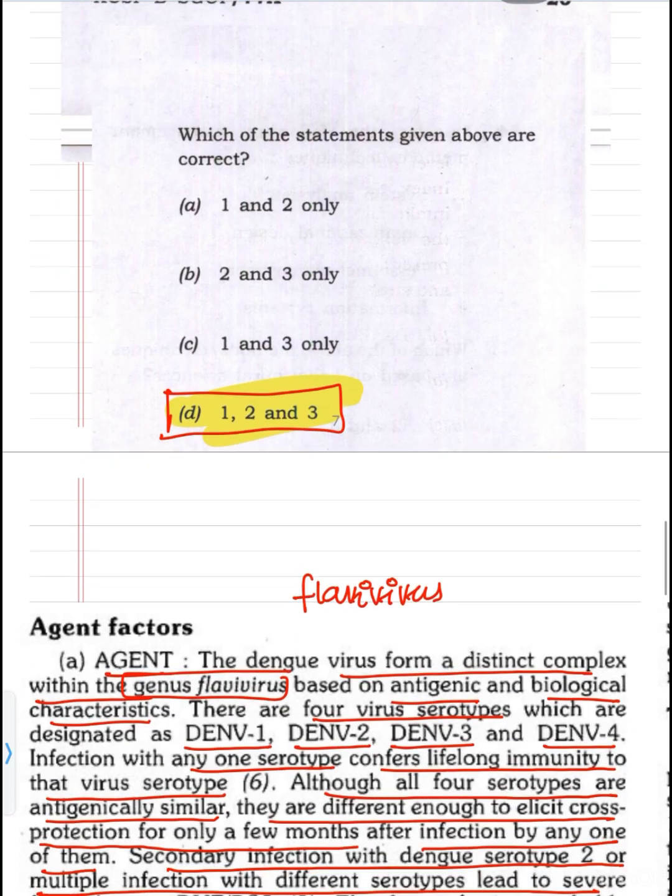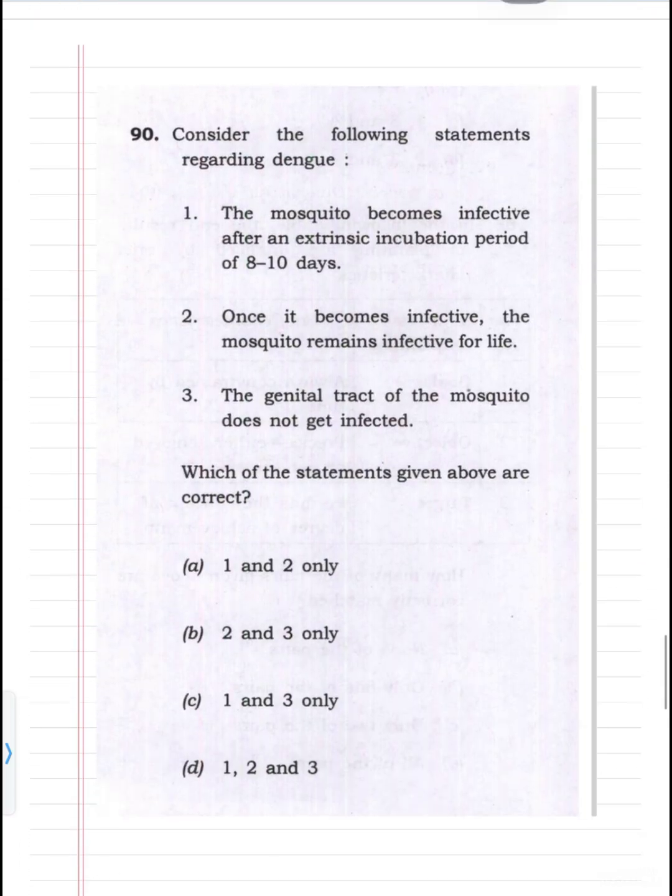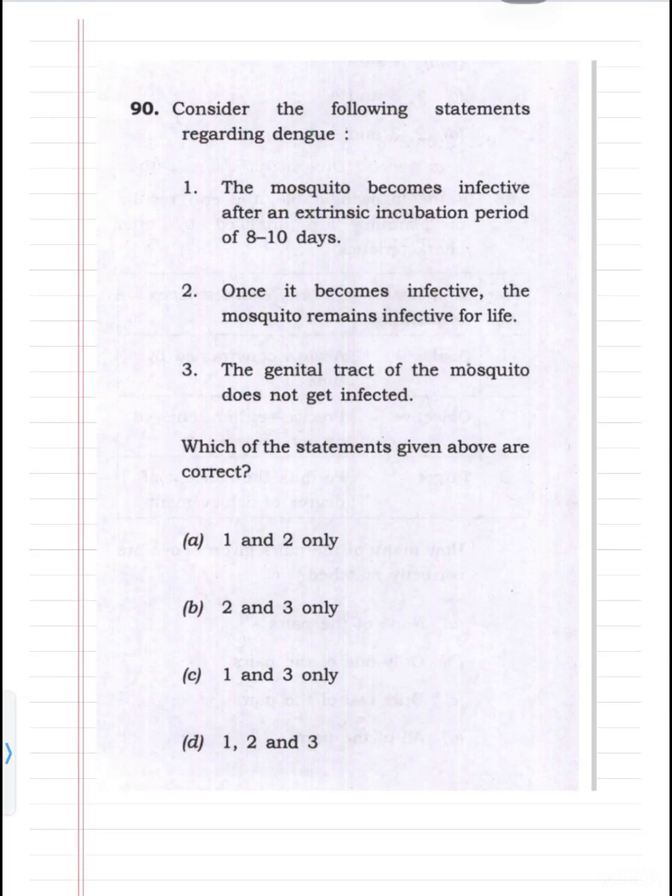The mosquito becomes infective after an extrinsic incubation period of 8 to 10 days. This is correct. So if the mosquito bites a person, from the entry of virus into that mosquito, it will take about 8 to 10 days for that mosquito to become infective. So this is known as extrinsic incubation period.